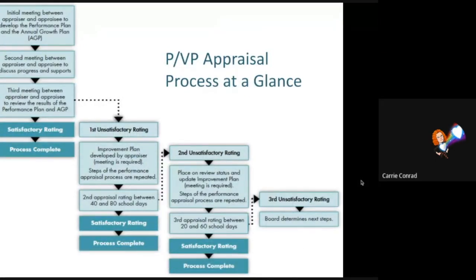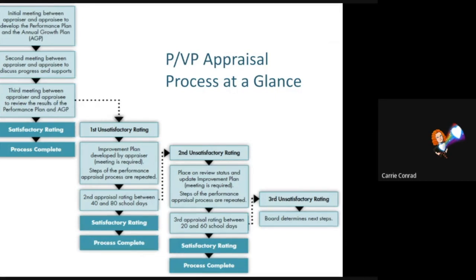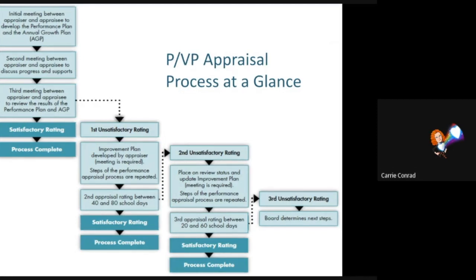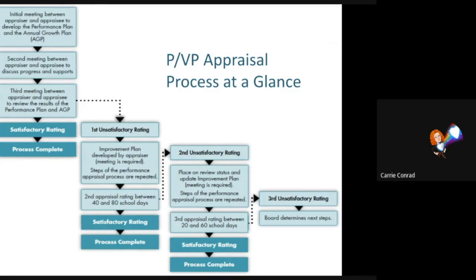So let's do a quick overview of the principal-vice principal appraisal process. Similar to the TPA, there's an initial meeting between the appraiser, i.e. the principal and or superintendent of education, and the appraisee to develop the performance plan and the annual growth plan. Again, linking that back to the Ontario Leadership Framework. Then there's a second meeting between the parties to discuss the progress, where someone's progressing well and what areas they need to focus on, and perhaps what supports could be put in place to ensure the success of the appraisee.